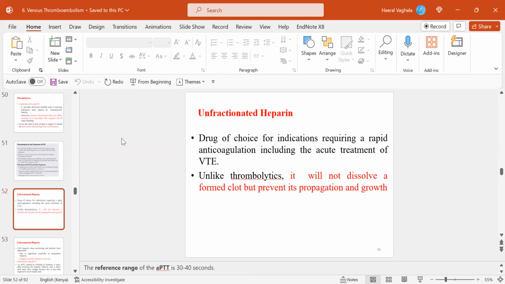Then you have the unfractionated heparin, but what this does is it will not dissolve the clot, but rather just prevent its growth. And that's the same with thrombolytics. They will not dissolve the clot, which is what we want, but you can still give them so that the clot doesn't keep growing bigger.